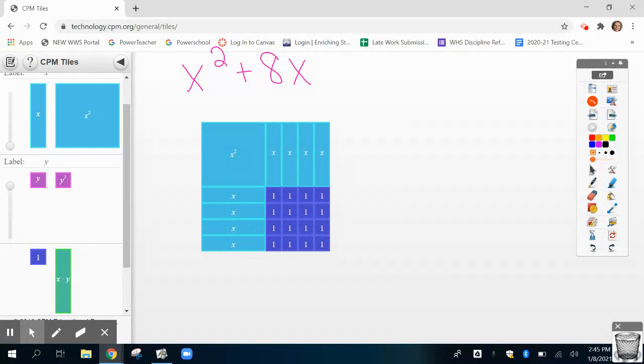Okay, so if we count up the number of ones that we used, right? 1, 2, 3, 4, 5, 6, 7, 8, 9, 10, 11, 12, 13, 14, 15, 16. We had to add 16 for this right here to make a perfect square. And that's exactly the objective that we're going for today.